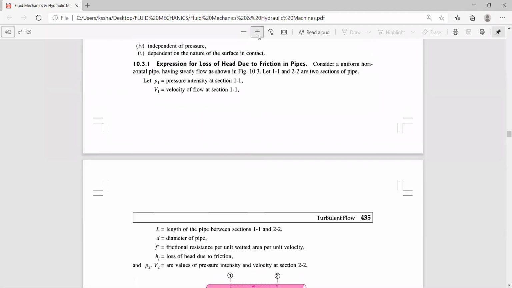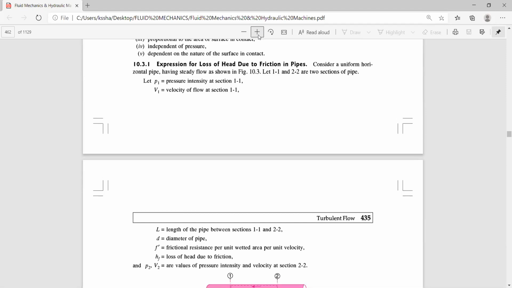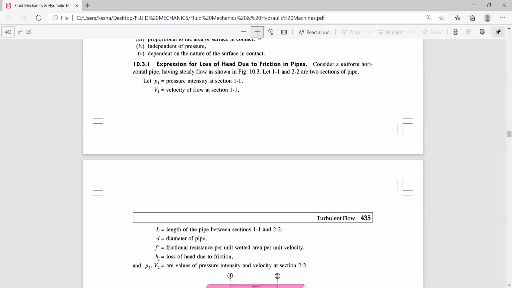First, consider a uniform horizontal pipe. This is your horizontal uniform pipe. Uniform pipe in the sense the diameter is the same, having steady flow as shown in the figure. We have seen different kinds of flow such as steady flow, unsteady flow, rotational flow, irrotational flow. So this is also one kind of flow, that is steady and uniform flow as shown in the figure.